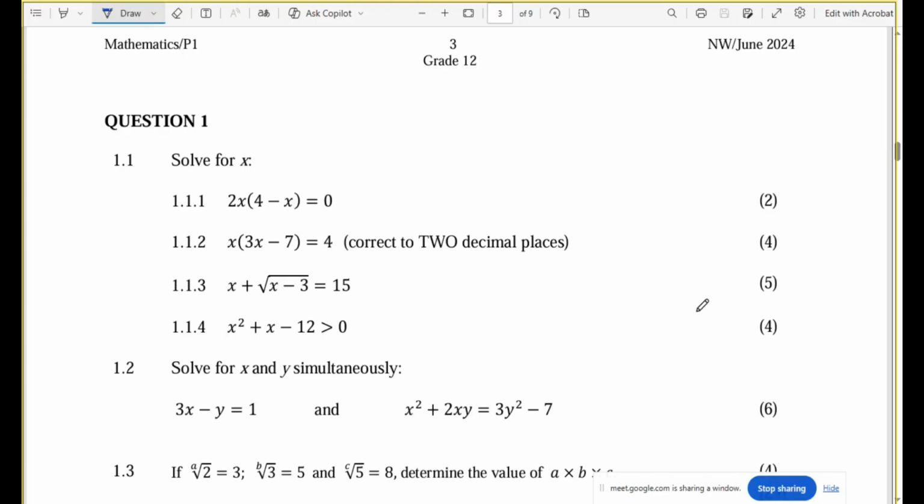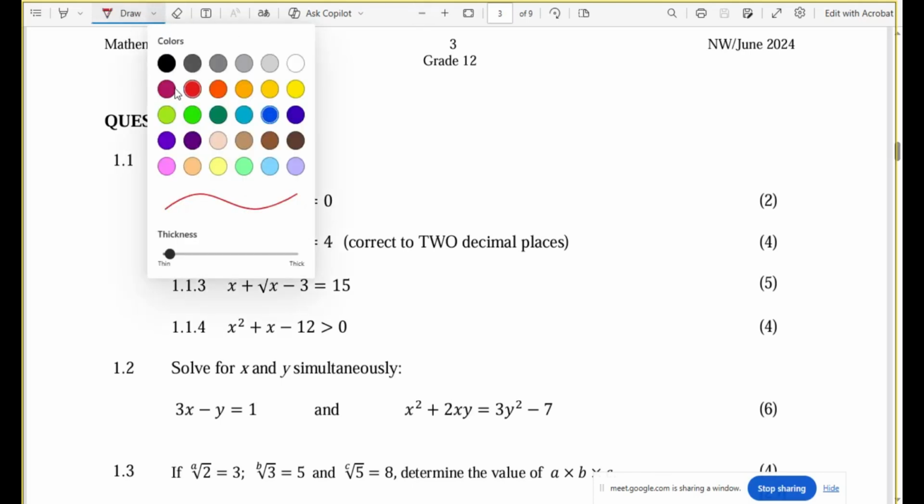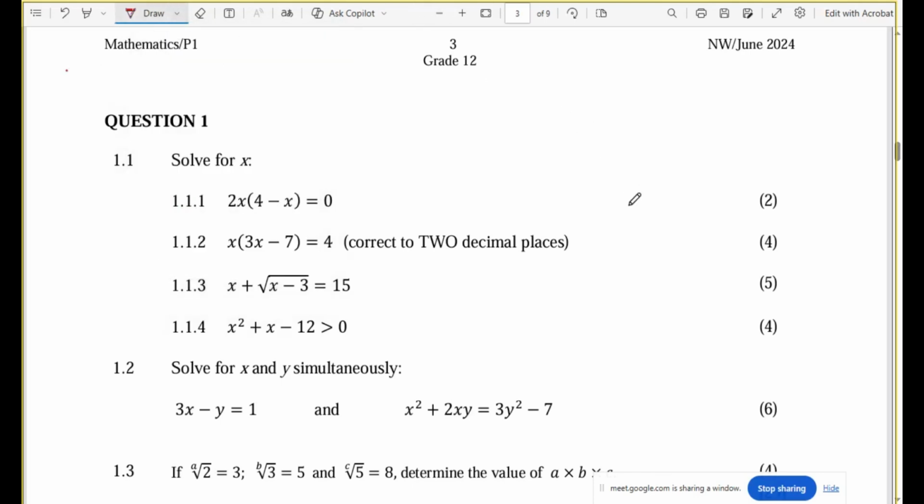Yuhen, what do you think is the difference between these two questions? 1.1 is solved for x only, and 1.2 is solved for x and y simultaneously. No, I mean 1.1.1 and 1.1.2, guys. What is the difference?